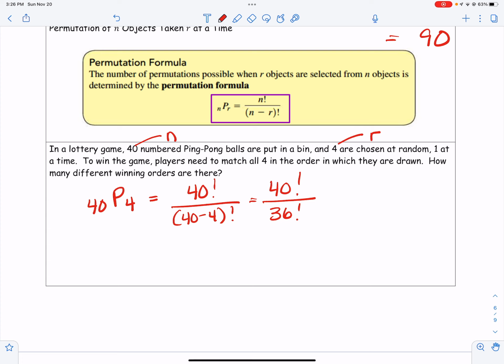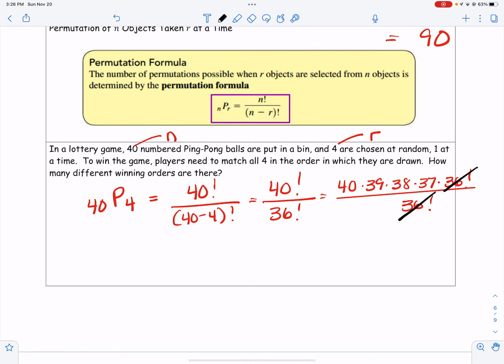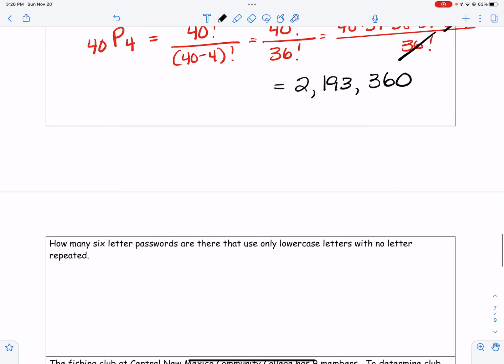And if you're comfortable with the factorials, you can actually divide those out on your calculator, or you can write 40 times 39 times 38 times 37 times 36 factorial over 36 factorial, and then I can cancel these out. And then I would just multiply 40, 39, 38, 37, and I will get 2,193,360. Okay? All right, let's choose this one.